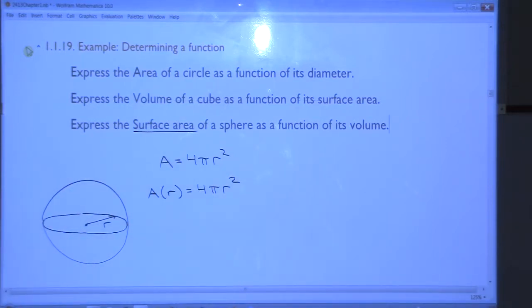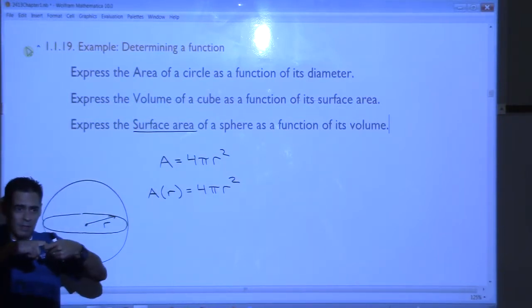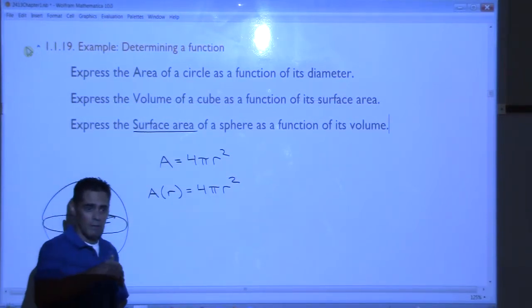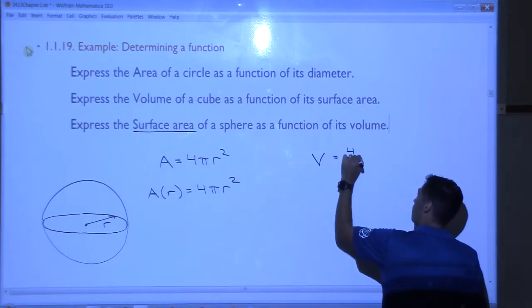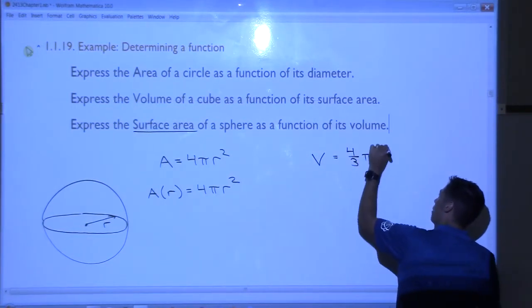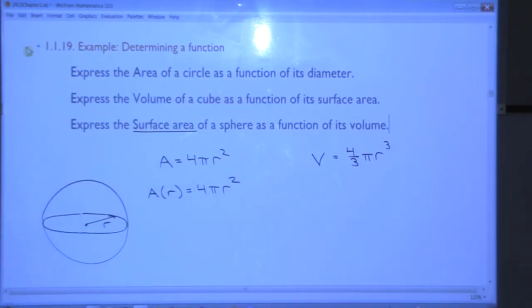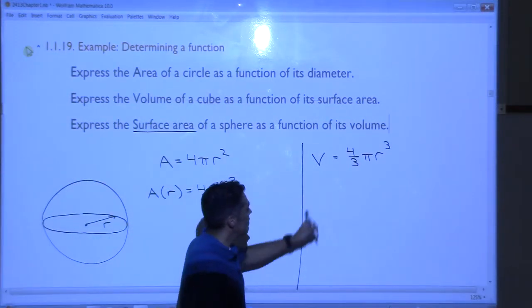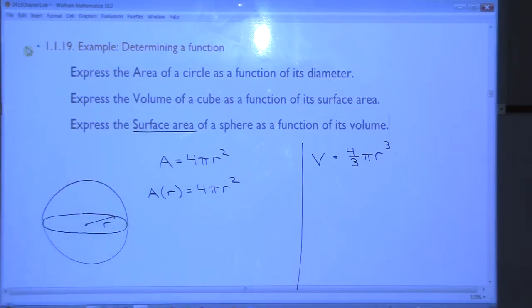So now we need to see if we can have a connection between the volume and the radius. That way I can replace this r with something, right? So we look at our formula sheet, and we see that the volume of a sphere is 4/3 pi r cubed. So if we're able to take this equation and solve it for r, then we're in business. So now we go through the process of solving that for r.